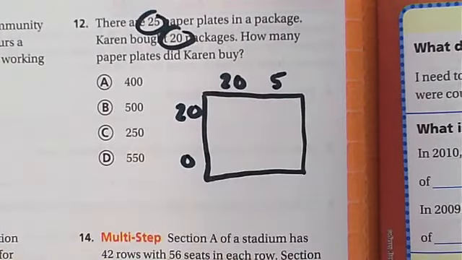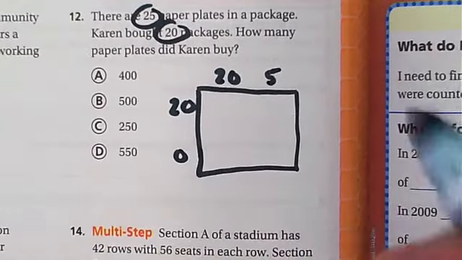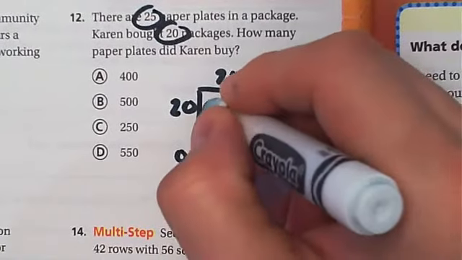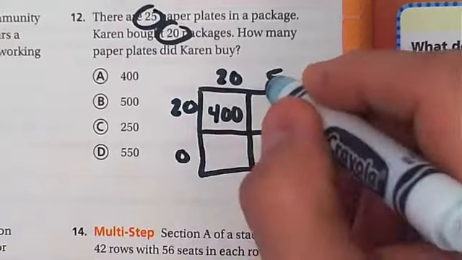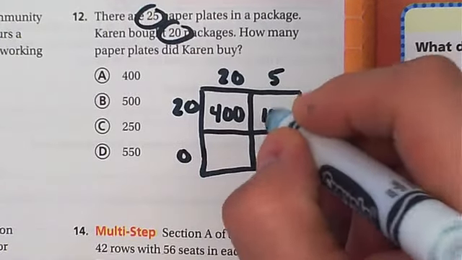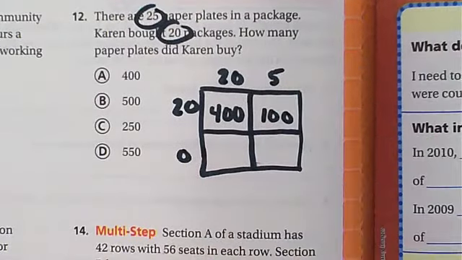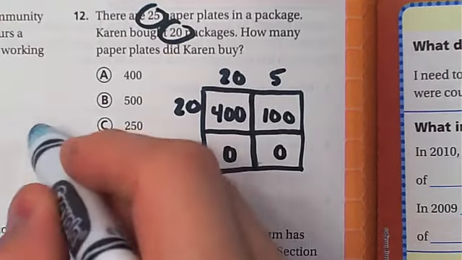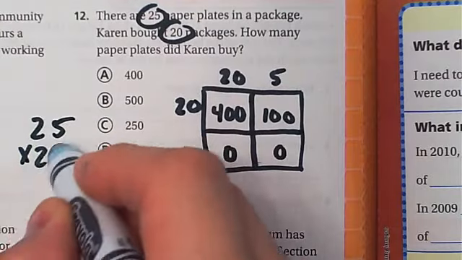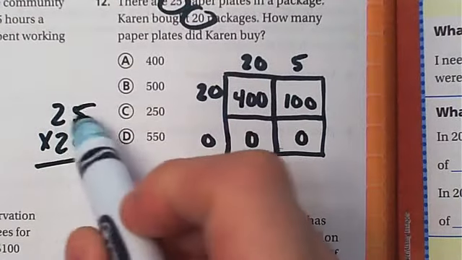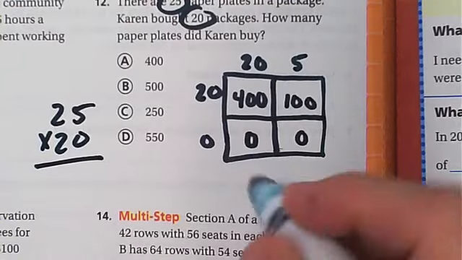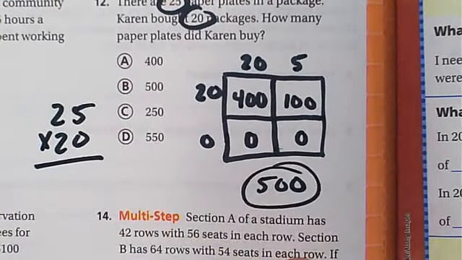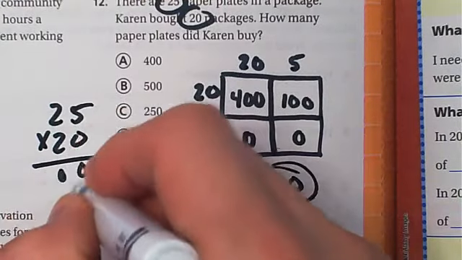So 20 with 5, and then 20 with a 0 since it doesn't have 20 anything. Okay, so we'll come over here. I know 20 and 20, that would be 400. 5 times 20 is 100, plus the 0. This would be nothing. This would be nothing. Because if you think about this, we would end up with 25 times 20, and that 0 would actually make all of this stuff over here 0. So if we add it up, look how easy it is. This is 400 plus 100, which is 500.